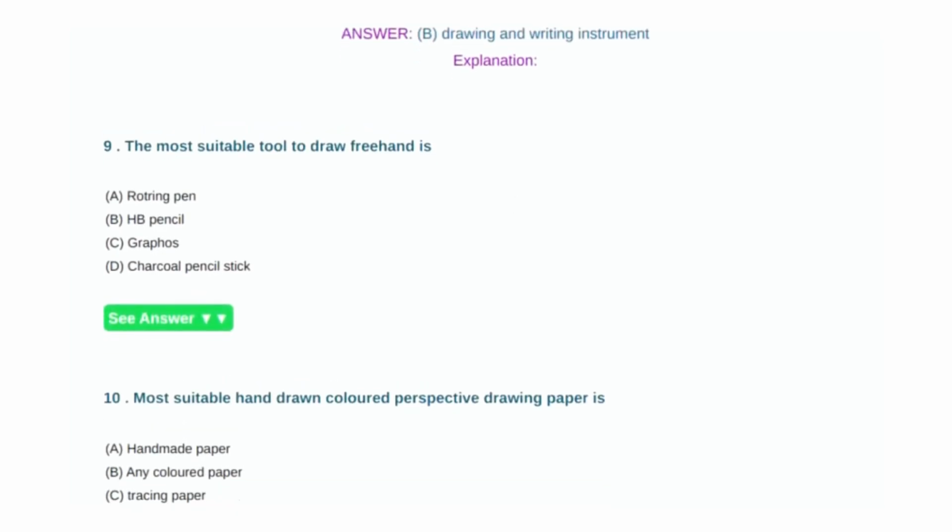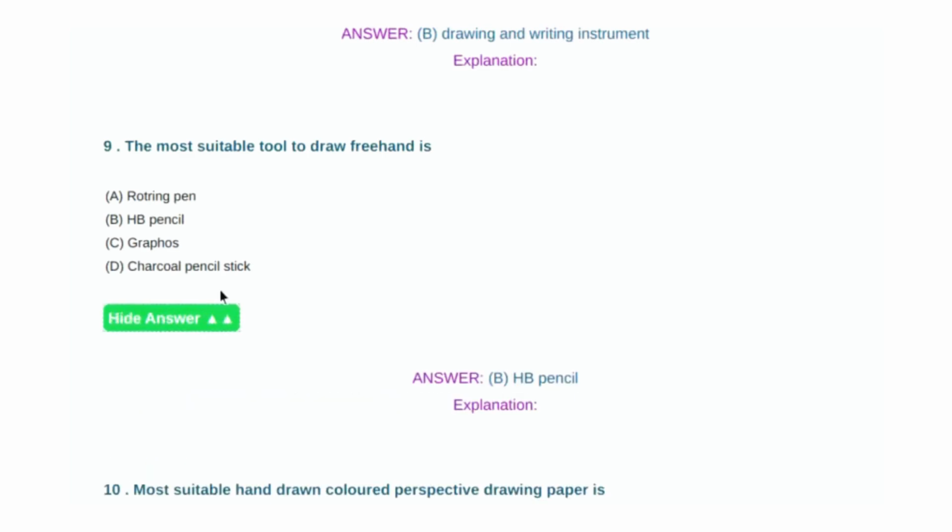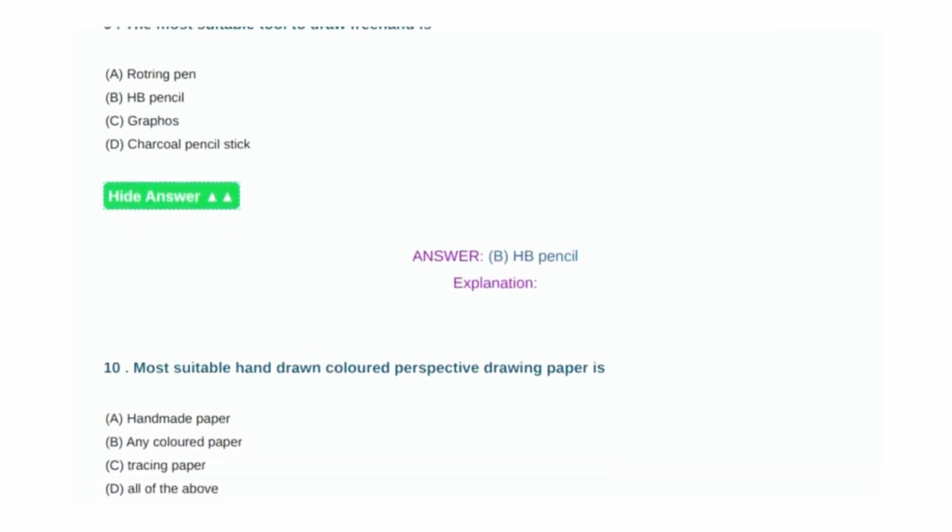The most suitable tool to draw freehand: HB pencil, graphodes, charcoal pencil stick, rotring pen. I think charcoal pencil stick. No, HB pencil.